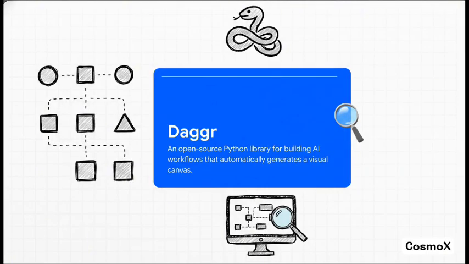So what is it exactly? Well, Daggr is an open-source Python library for building AI workflows. But here's the magic trick. As you write your code, it automatically generates an interactive visual canvas of what you're building. You just write standard Python, and boom, you get this powerful visual debugger essentially for free.